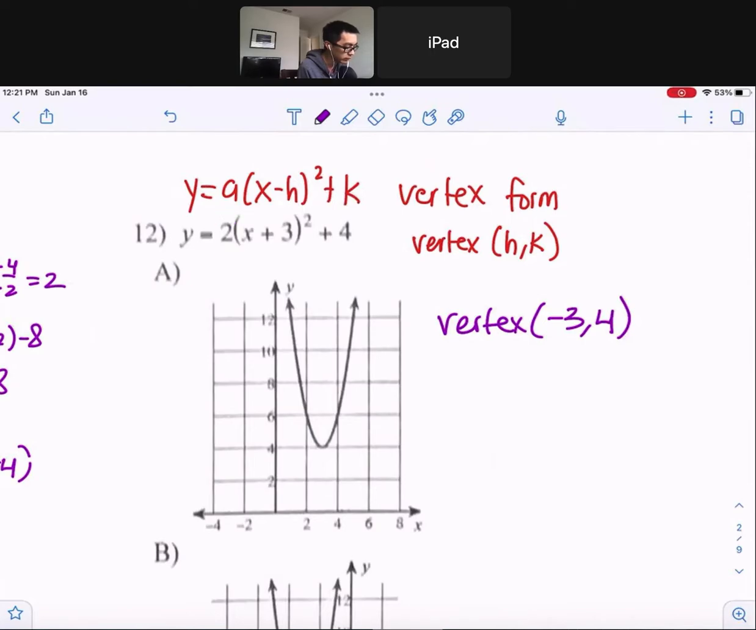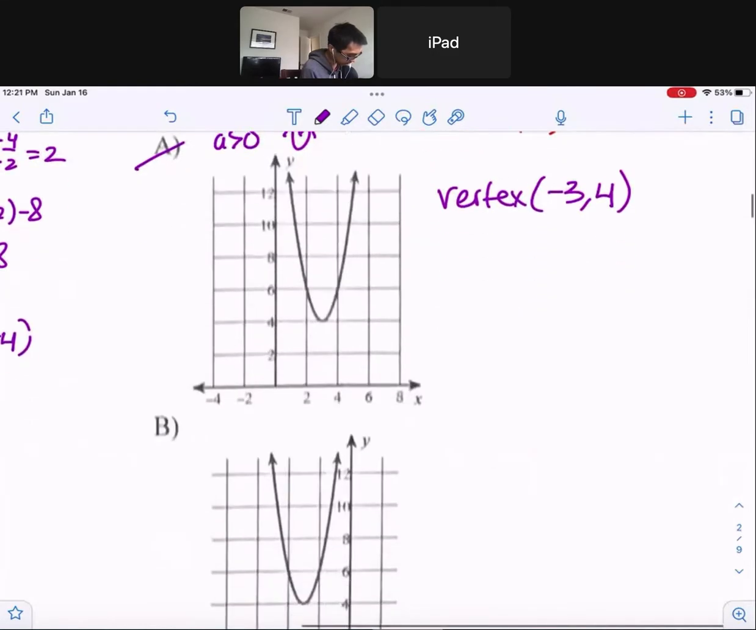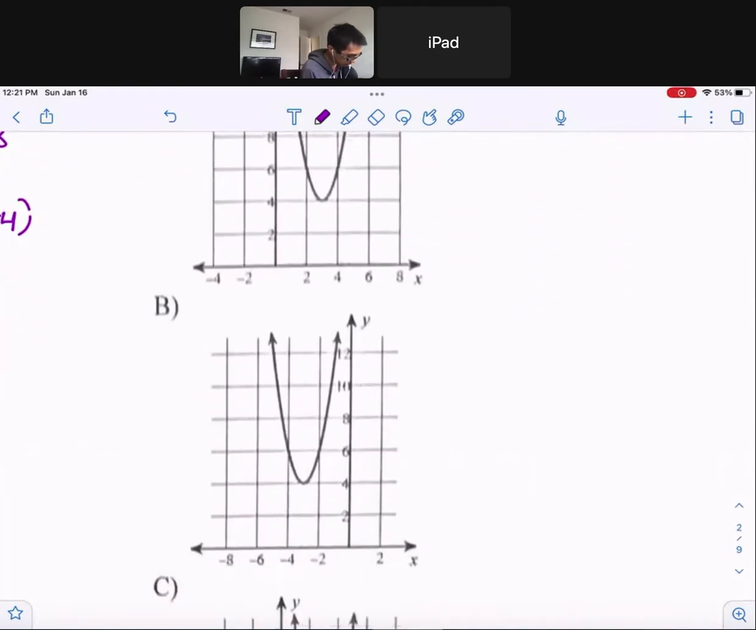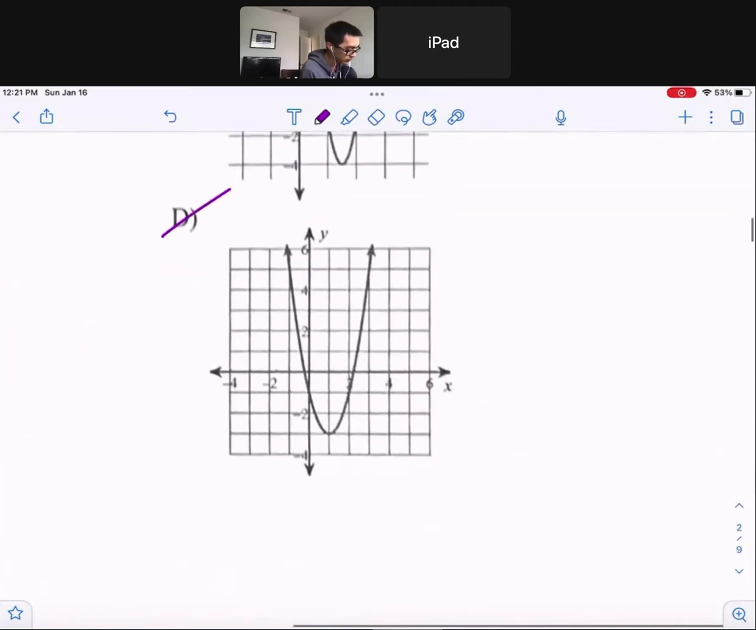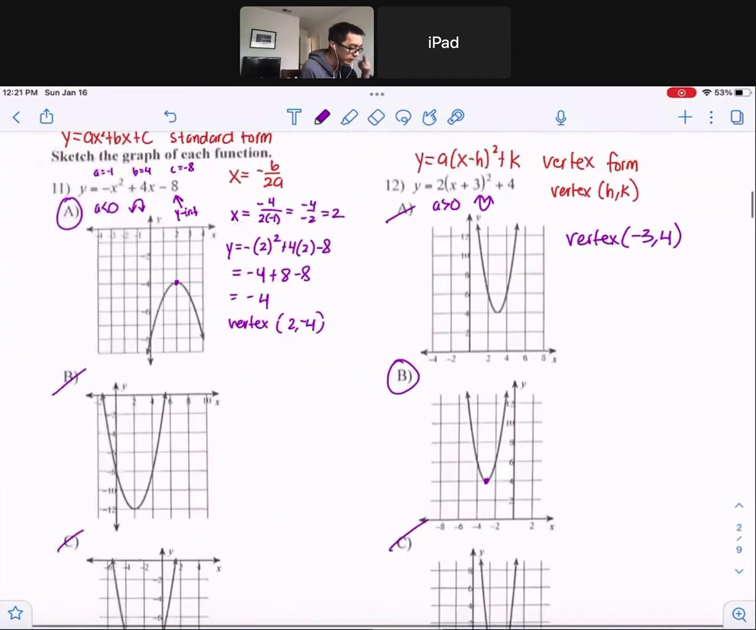Also, notice your a value is positive, which means your graph is going to open up. So which graph opens up and has a vertex of (negative 3, 4)? Not that one. Negative 3, 4, that looks good, and it opens up. So this one looks to be good. Nope, not the same vertex, and nope, not the same vertex. So your answer would have been B.